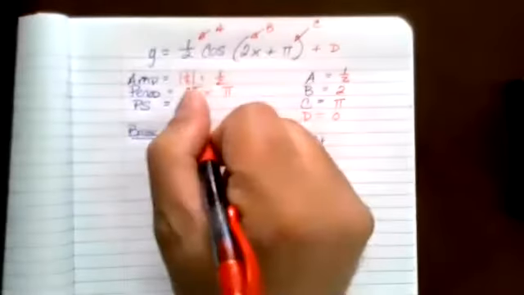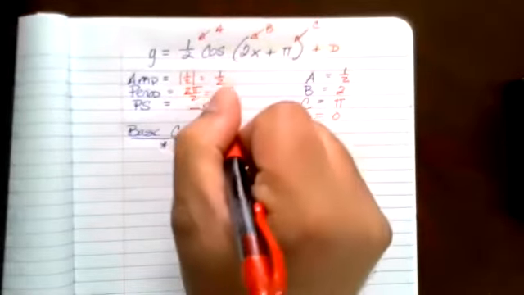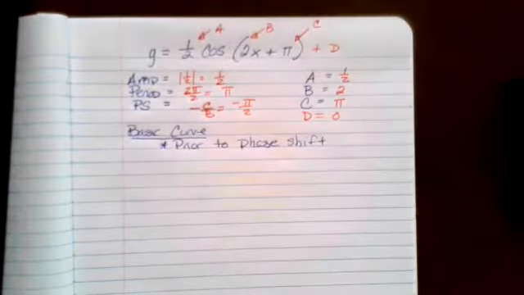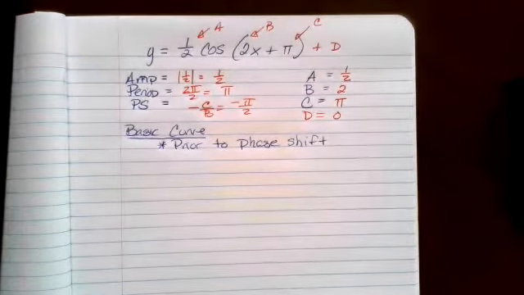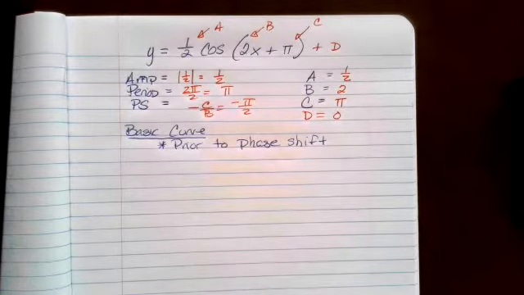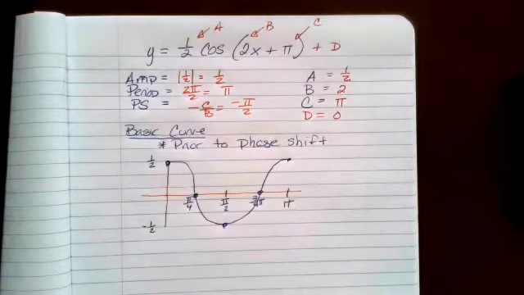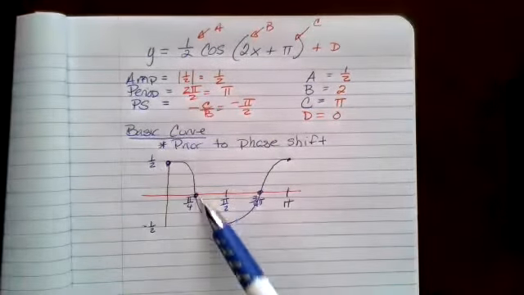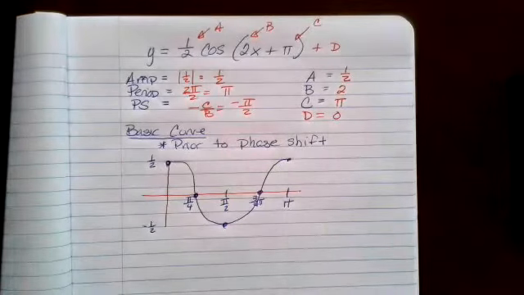My phase shift is negative C over B, so it's negative pi over 2. So this is going to move half a pi to the left. So let's draw a basic curve. How's my graph look, right? So it's cosine positive, so it's my basic curve.